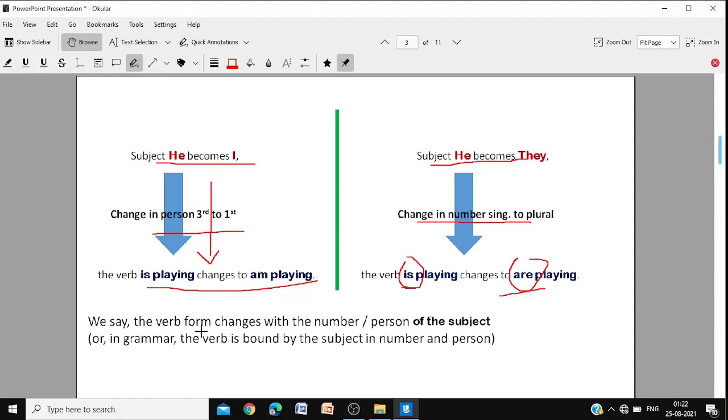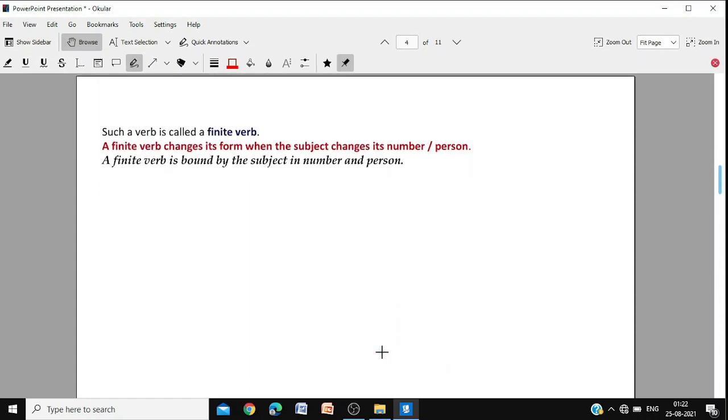The verb form changes with the number and person of the subject. Or we say, the verb is bound by the subject in number and person. Such a verb is called a finite verb. A finite verb changes its form when the subject changes its number and person, or in grammar we say a finite verb is bound by the subject in number and person.